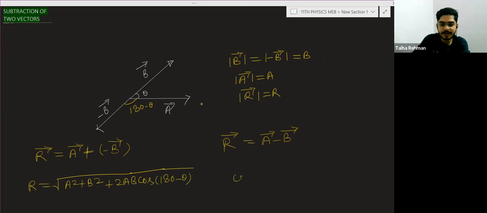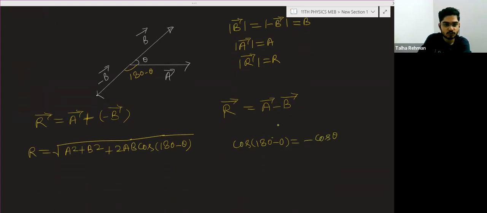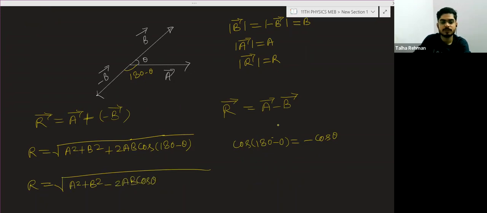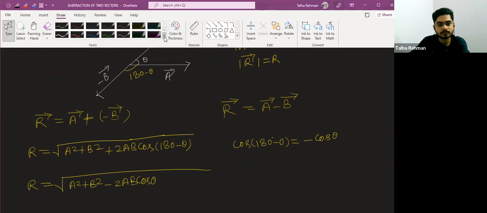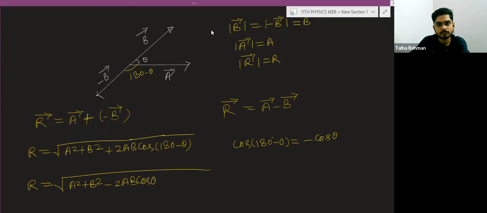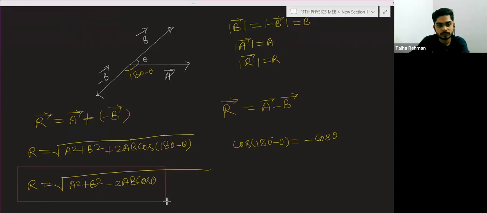And cos of 180 minus theta is equal to minus cos theta. From trigonometry, you can write this. So your resultant will become A square plus B square minus 2AB cos theta. So the formula will change. This will be your formula: A square plus B square minus 2AB cos theta.